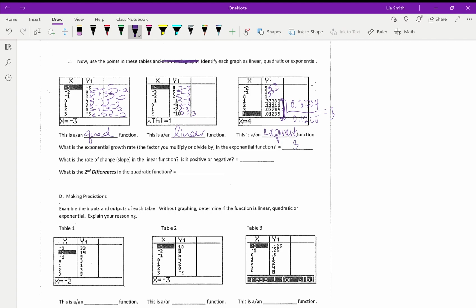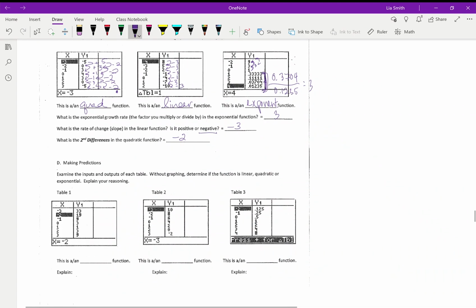And then it says, what is the rate of change for the slope function? So down here it would be negative, so it's a decreasing graph. What is the second difference of the quadratic function? It was negative 2. That's what we found right here. So you can use these things to make predictions. You can examine the inputs and outputs of the table without graphing, determining the function is linear, quadratic, or exponential. These are the kinds of things that I was looking at even before we found the values to back it up.